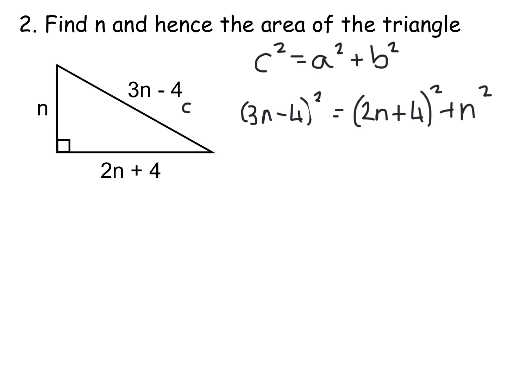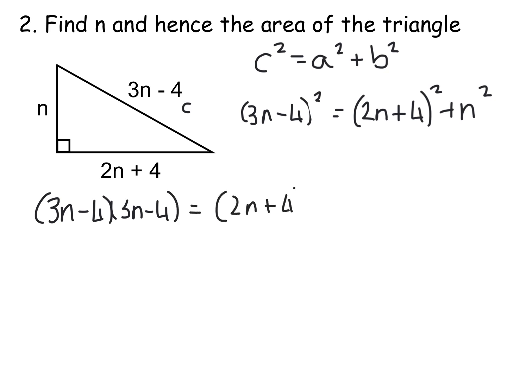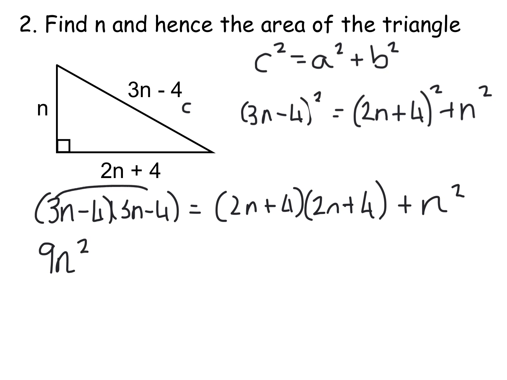Now if you need to, you write out all these brackets. I'm just going to jump down here so I've got a bit more room. So you write out your brackets twice. Some of you might be able to square out brackets really quickly without doing this, but others don't, which is fine. Right, if we multiply these out, 3n times 3n gives us 9n squared. We would then have a negative 12 and another negative 12, so I'm going to cheat and put them together, which is negative 24n, and then we would have a plus 16 at the end.